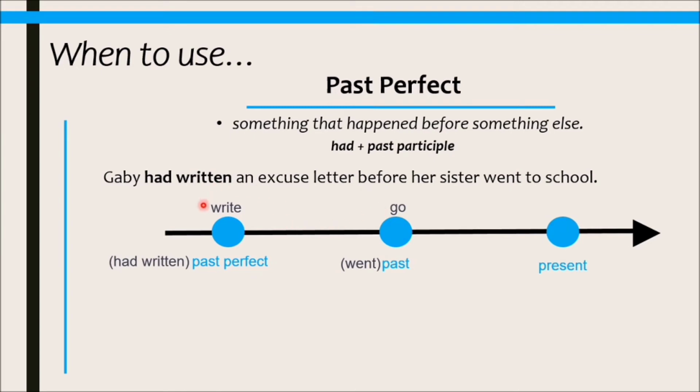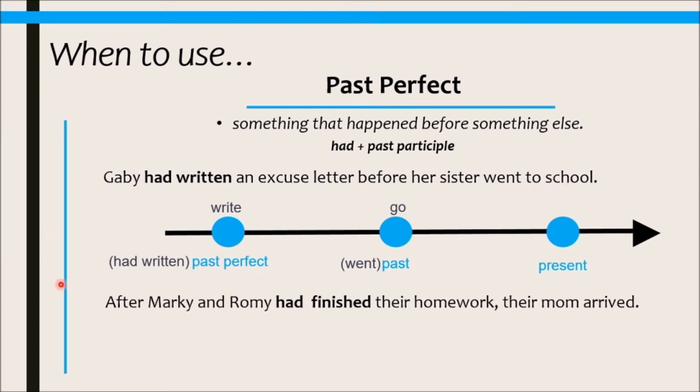Therefore, this is our past perfect, so we use its past participle form, which is written, and coupled it with the helping verb had. For this action word, we just use its simple past tense, which is went. So we come up with the sentence, Gabby had written an excuse letter before her sister went to school.